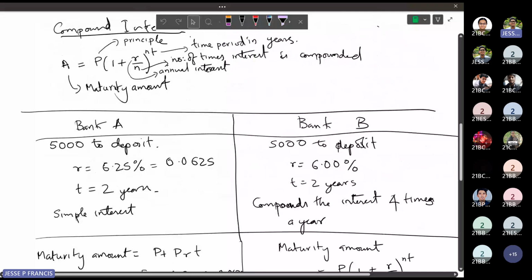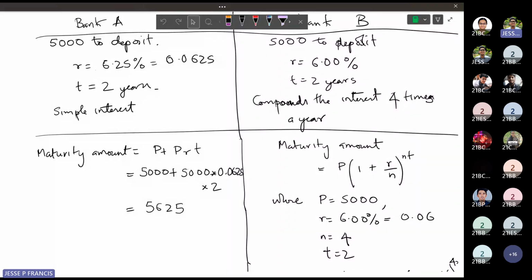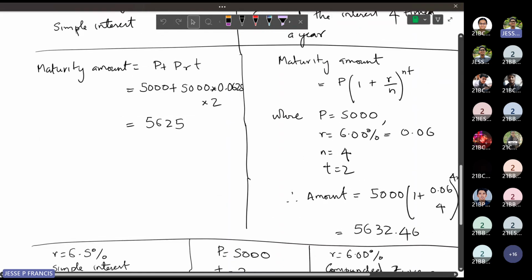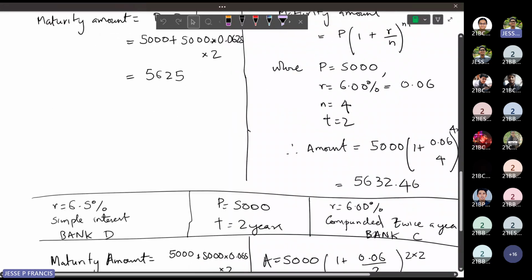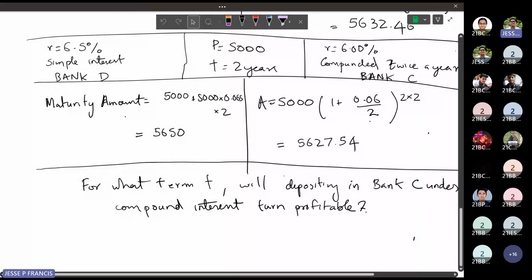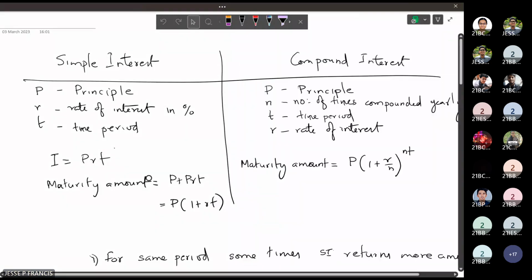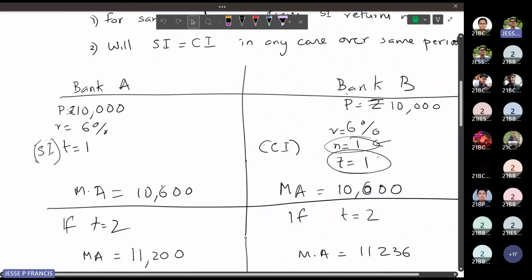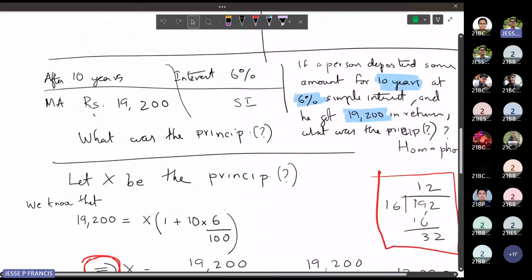For example, in our first case here, 5,000 rupees deposited, even though simple interest had a higher rate, compounded 4 times a year, we had a higher interest coming through compound interest in 2 years. And it turns out in some other cases, simple interest was better than compound interest. So that's one possible calculation you might have to do. And then again, we recollected and we did more problems on the calculations on simple interest and compound interest.